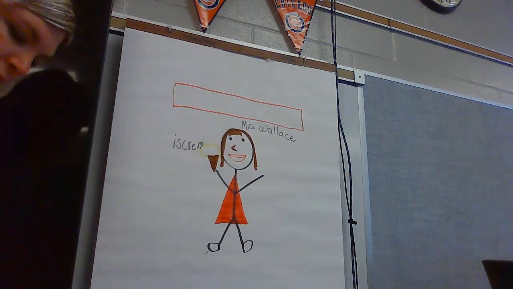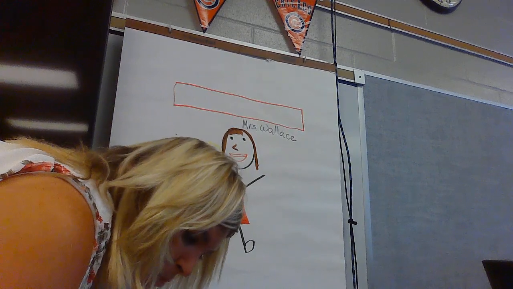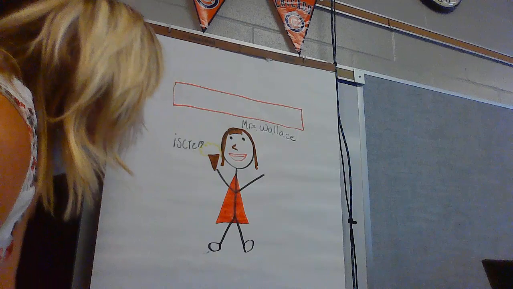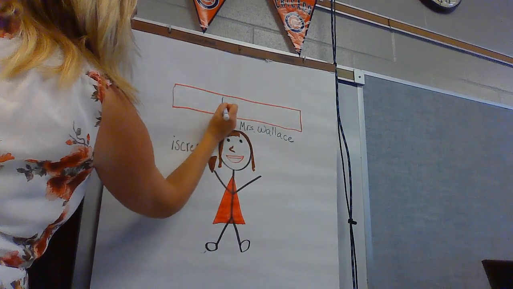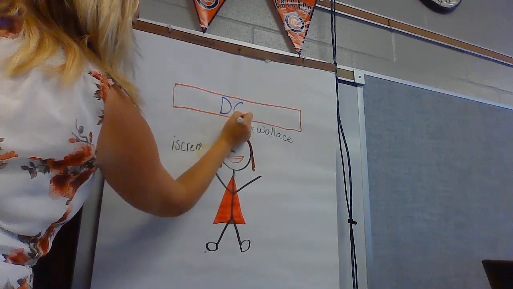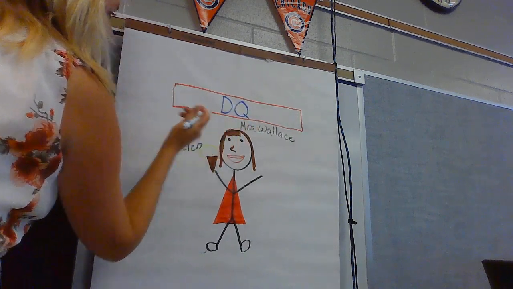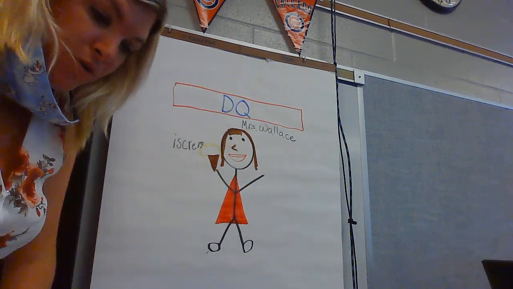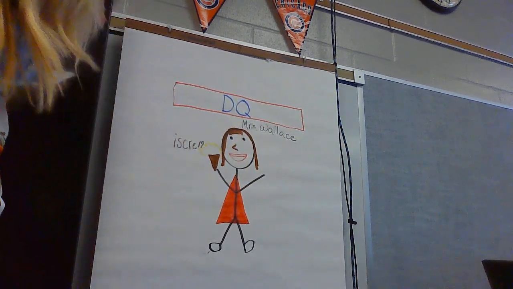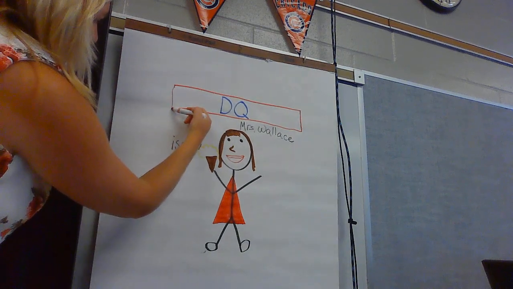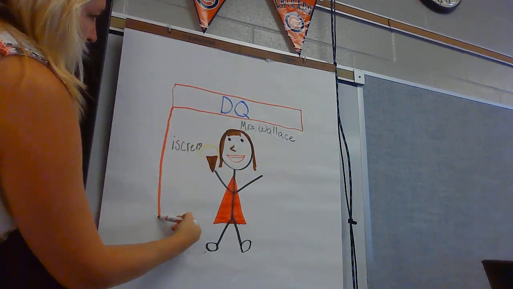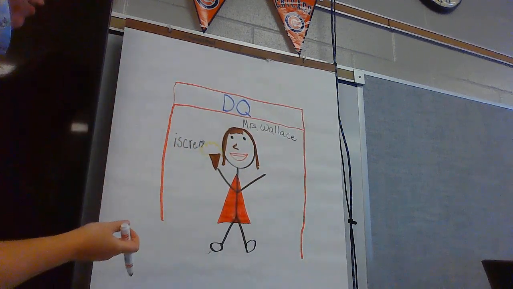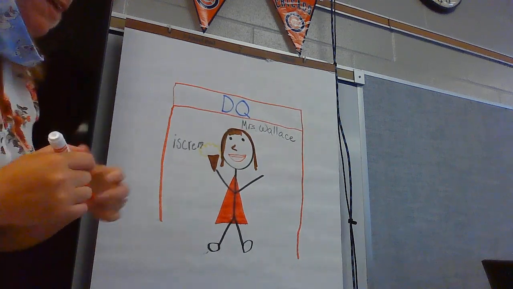Okay, we have a rectangle. And now I'm going to be able to add some words to my rectangle. Does anyone know what that says? It says DQ. Do you know what DQ is? It's an ice cream place. It's also a place that sells food. So now we know that Mrs. Wallace is at DQ.